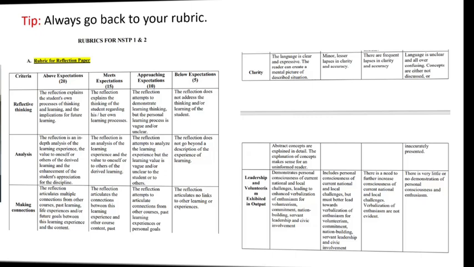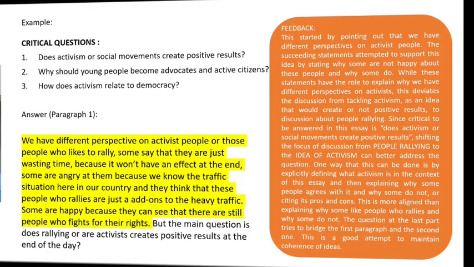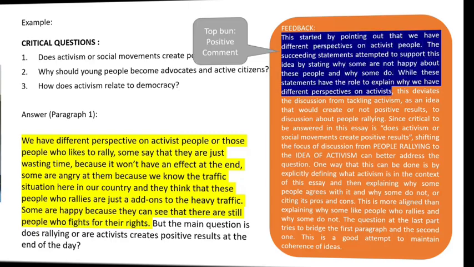Again, we give feedback based on the indicators that the learning outcomes can be performed, and that would be the rubric. So, in this case, I highlighted the sample part of the paragraph. Here is my feedback. Okay, the top one is a positive comment. We started by pointing out that we have different perspectives on activist people. The succeeding statements attempted to support this idea by stating why some are not happy about these people and why some do. So this is referring to a positive part of the student's submission.